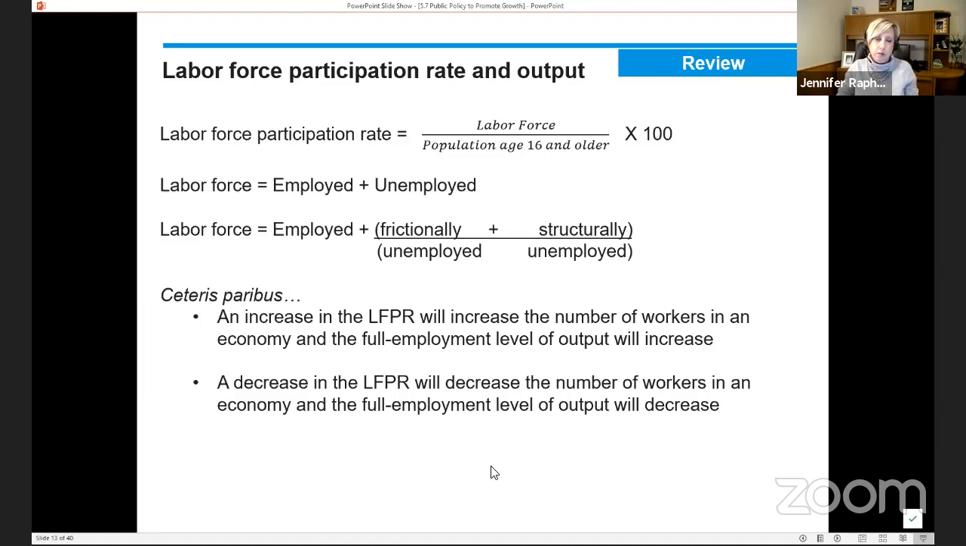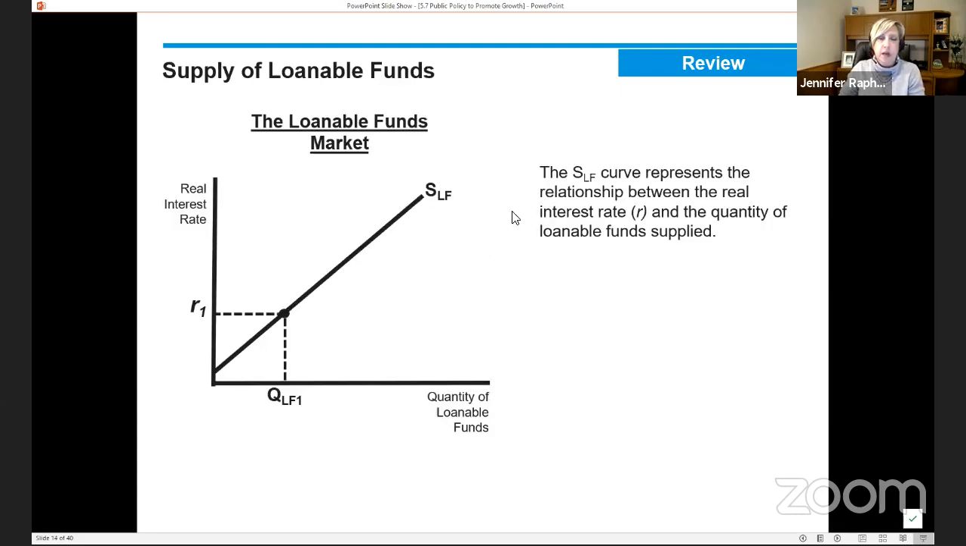And similarly, a decrease in the labor force participation rate will decrease the number of workers in an economy and decrease the full employment level of output. So that's the connection between how many workers are working and how much output you're getting out and how much output an economy can produce.